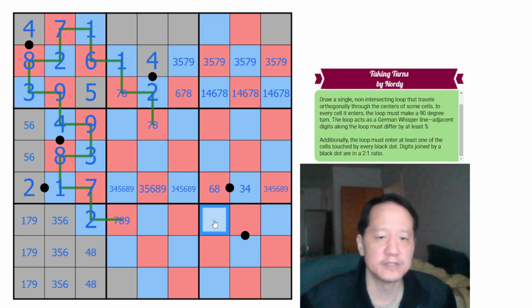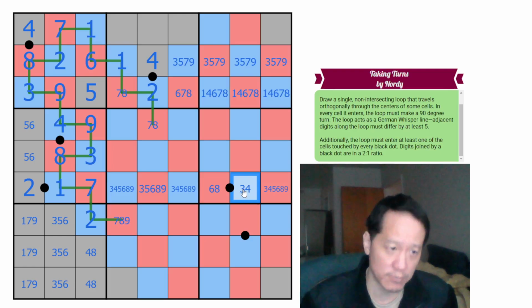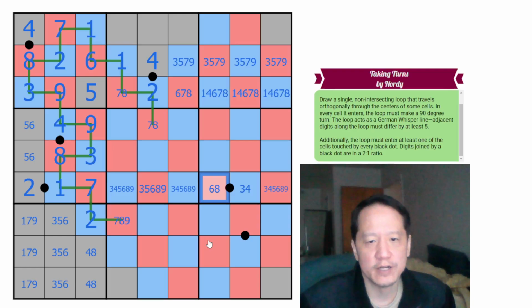It cannot be 6 because you can't have a 6 next to without a 1 next to it on a German whisper line, and this couldn't be a 1. It could enter this way too, and this could be 3 or 4, right? But this would have to be a low no matter what in that instance. This would always have to be a high, therefore we know these are specifically a low and a high here. We just don't know which one it enters, or if it enters both. It could actually enter both, potentially.